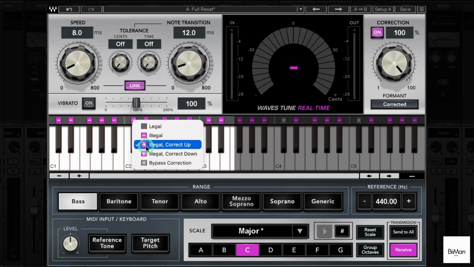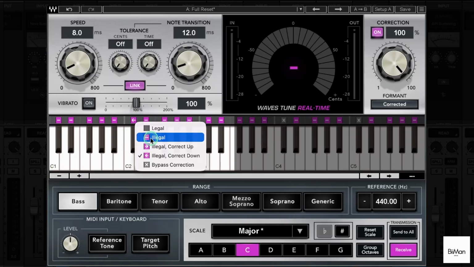You see, illegal, correct up. So whenever our singer hits C sharp, our plugin corrects it up to D instead of down to C. Now, we could also find ourselves in a scenario where we want our plugin to correct the C sharp down to C instead of up to D. So we set illegal, correct down. So whenever our singer hits C sharp, our plugin corrects it down to C.